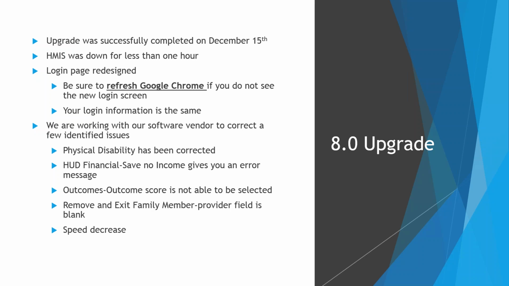The next one, if you are familiar with the remove and exit family member feature, which allows you to exit a client from all existing enrollments and then remove them from their family and add them to a new one. If you try to go through this workflow right now, the provider field is actually missing on the exit assessment page, so it will not allow you to move forward with the workflow. So in the meantime, if you need to make any changes to family composition or if you're having any issues with that, feel free to reach out to us and we can always help you through that as well.